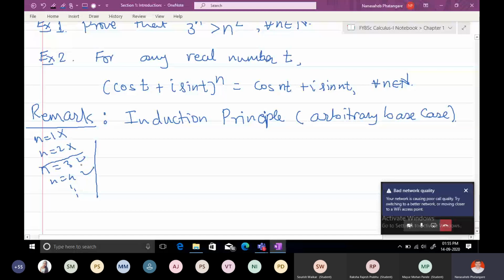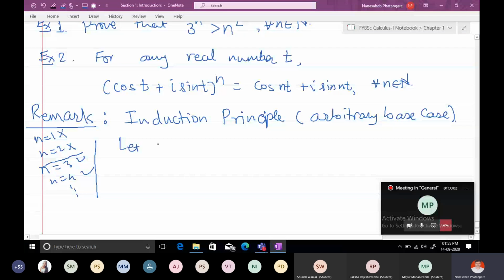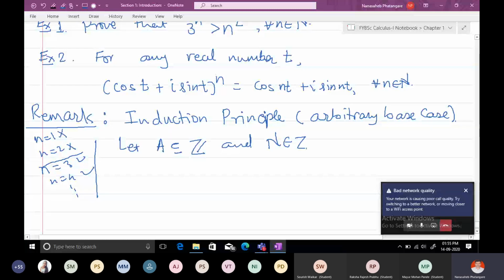So what is the general version? Let A be a subset of Z. Now we are using this for integers, and n belongs to Z. Suppose A is a subset of Z and n is any integer. Now we are not confined to the natural numbers. Now we can say integers. A is a subset of integers, and suppose n is some integer.